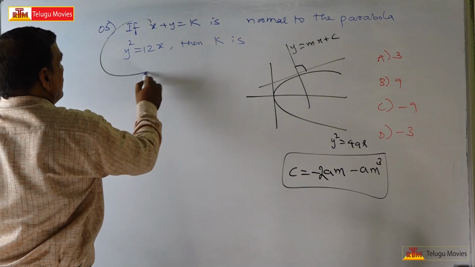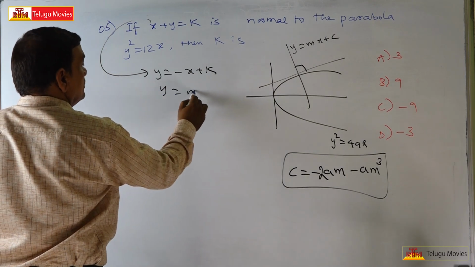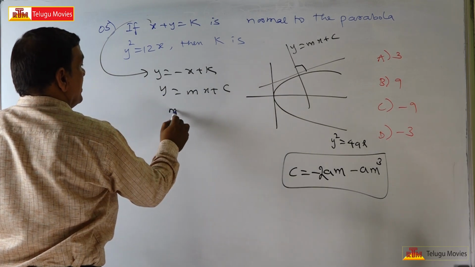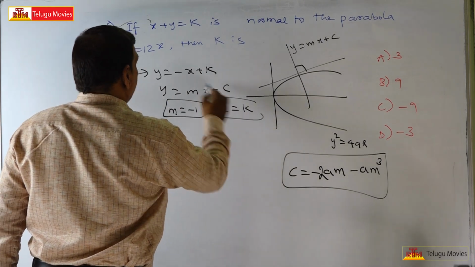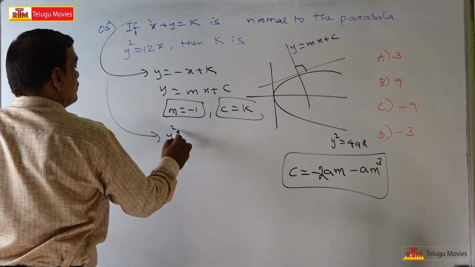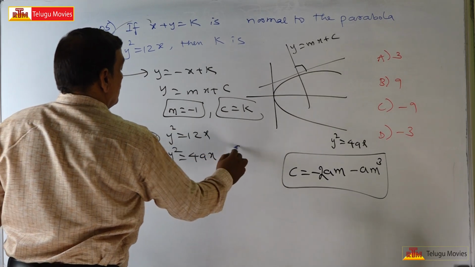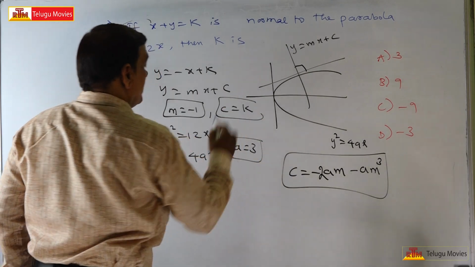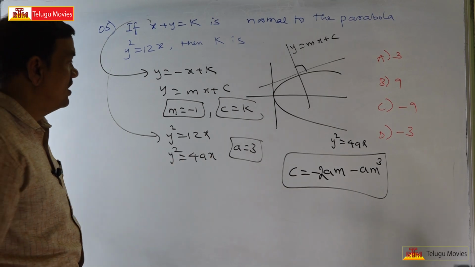Now take this problem. So y is equal to minus x plus k. This is in y is equal to mx plus c form, where m is equal to minus 1, c is equal to k. Now take y square is equal to 12x, compared with y square is equal to 4ax, a is equal to 3. Okay, now substitute all these values in the given equation.